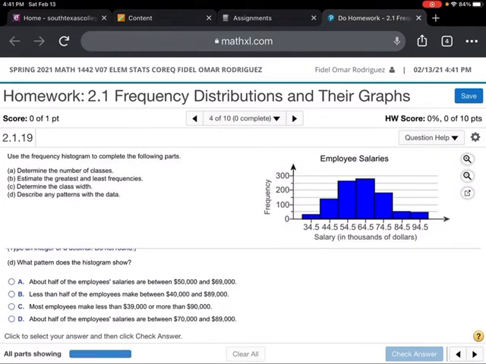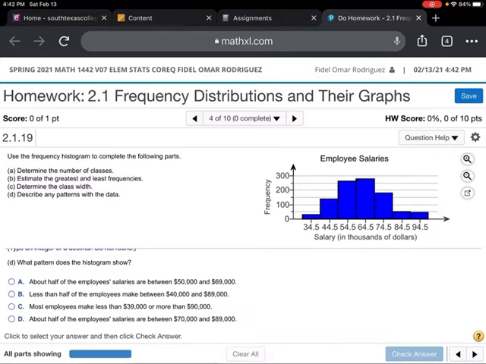And then what does the histogram show? Okay, so let's see if we can figure out what's going on here. So these are employee salaries, okay? So going on the horizontal axis at the bottom, we have the salaries in thousands of dollars, and going up and down, we have the frequency, so the number of employees that make that salary. Okay, so I'm just going to basically go through each of the options here. So it says about half of the employees are between 50,000 and 69,000. Okay, less than half of the employees make between 40 and 89.